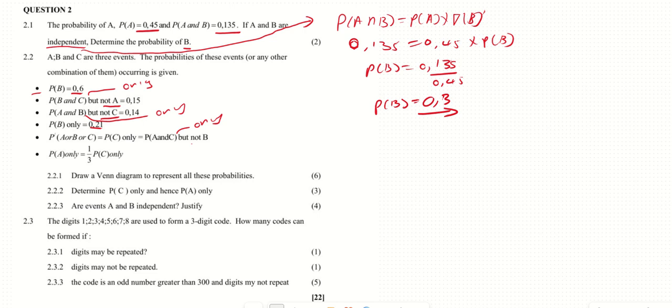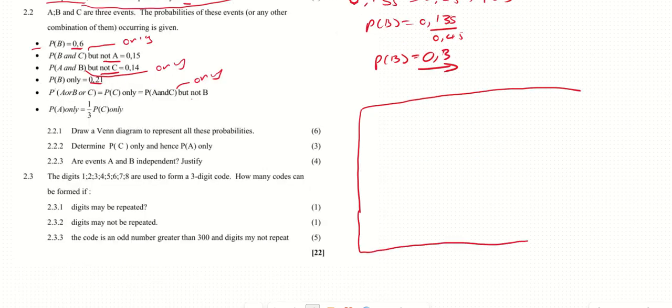We are told to draw the Venn diagram. So let's see how best we can draw this Venn diagram of these events. You can see that the events are A, B, and C. When we draw, they didn't tell us whether these events are mutually exclusive or not. So here I'm going to draw my Venn diagram. Let's pick the first event A.